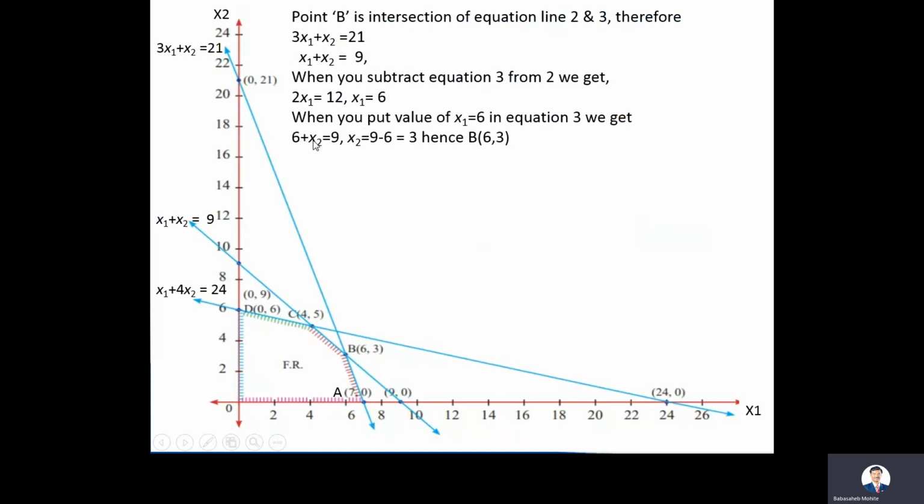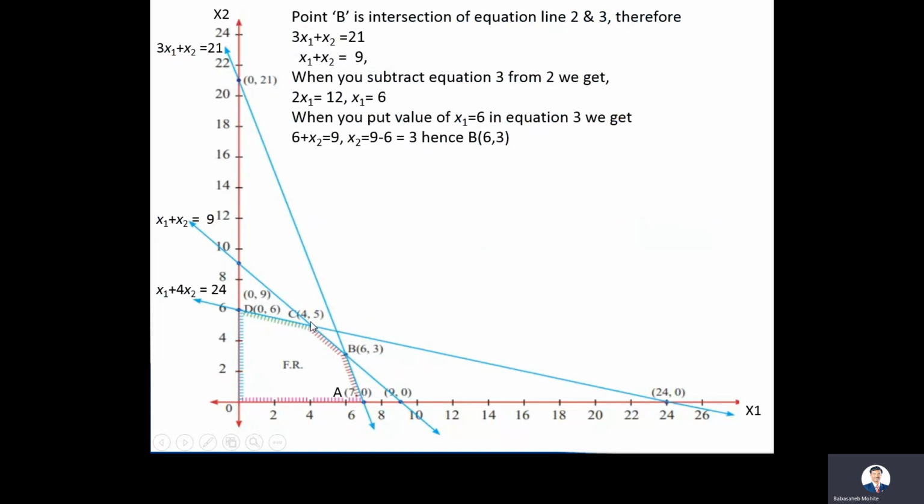this is a plus sign, this is addition. So when we move that number to the right hand side, it will become negative. So x2 is equal to 9 minus 6, that is equal to 3. Hence, the coordinate point at B will be 6, 3. That we have written over here. B is equal to 6, 3.